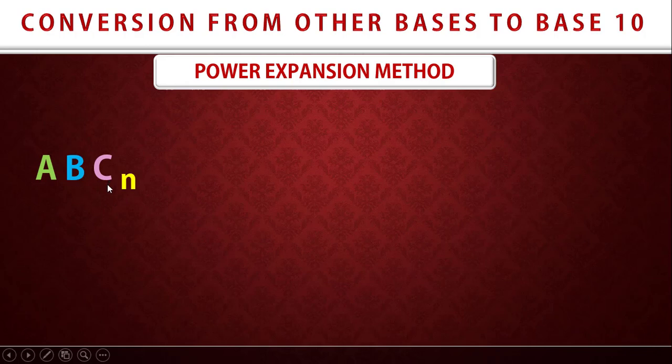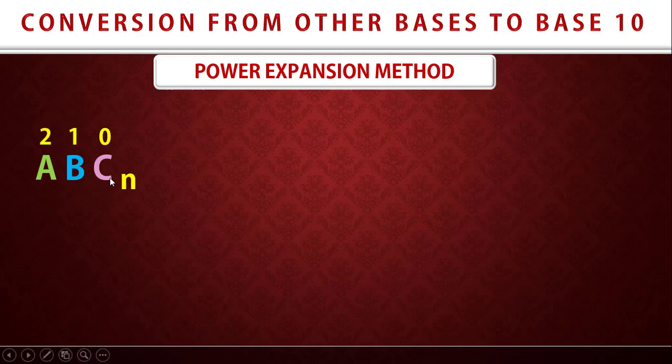The last digit is where we start the first power from, and the first power is going to start with 0. The second one is as we are moving towards the left hand side. So we'll move from the right hand side towards the left hand side. The next one as we're moving will be power 1, and the next one will be power 2.